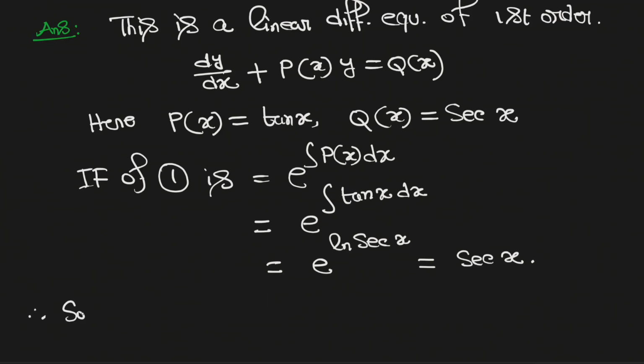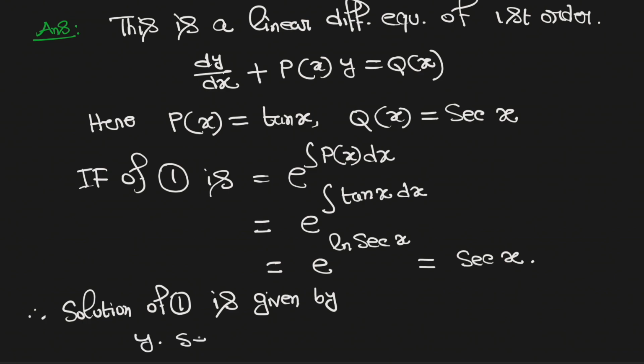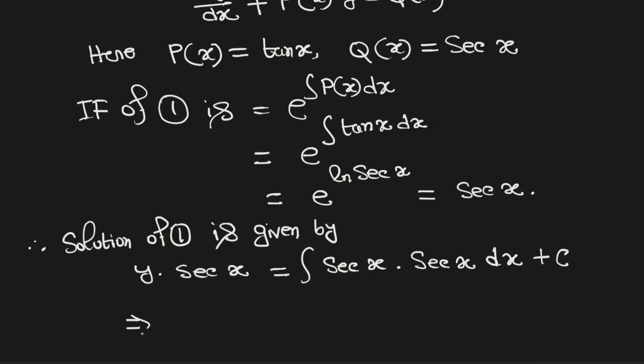Therefore, the solution of 1 is given by y times the integrating factor, which is sec x, is equal to the integration of sec x times the function q(x), which is again sec x, plus integration constant c. From here we obtain that y sec x is equal to the integration of sec squared x, which is tan x, plus integration constant c. And this is the solution of the given differential equation, and this is our final answer.